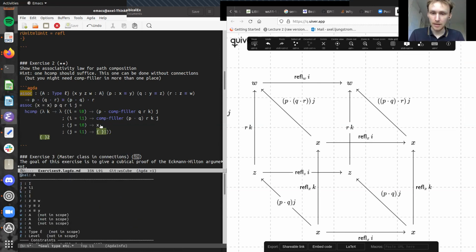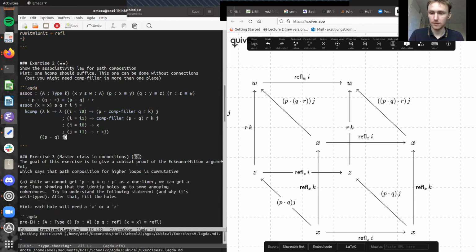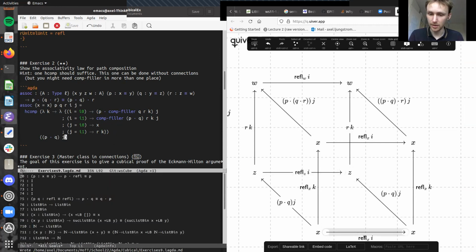And the back I said were just RK all along, all along the square. Okay, RK. And now the bottom here, what was the bottom? Well, I said that was just P composed with Q applied to J, because both sides here are refl.